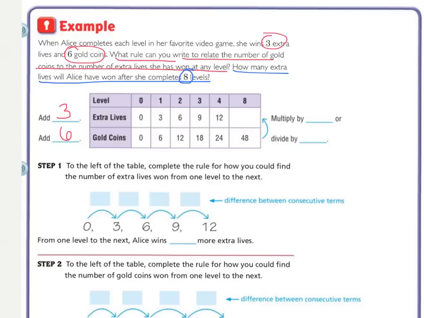So let's look at what they tell us for step 1. Step 1, to the left of the table, complete the rule for how you find the next number of lives won from one level to the next. Oops, we already did that. So 0 to 3, 6, 9, 12, they told us you're adding 3. So you're adding 3 for each of the lives. So from one level to the next, she earns 3 of them.